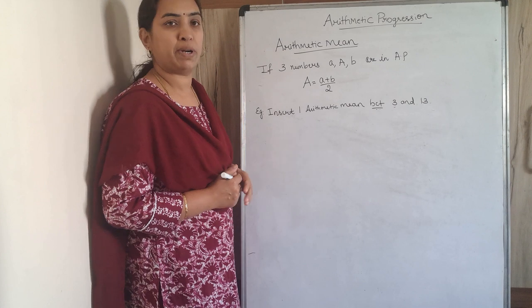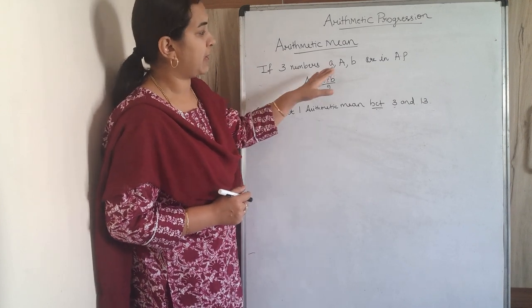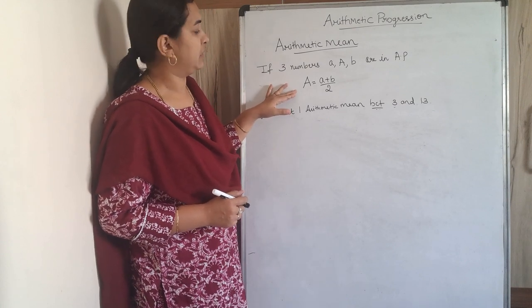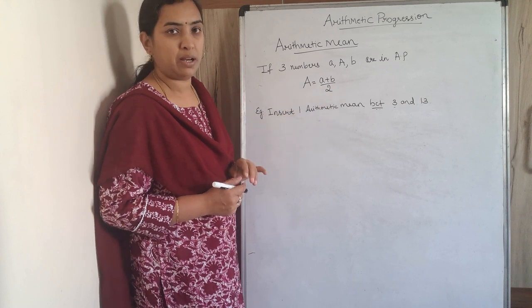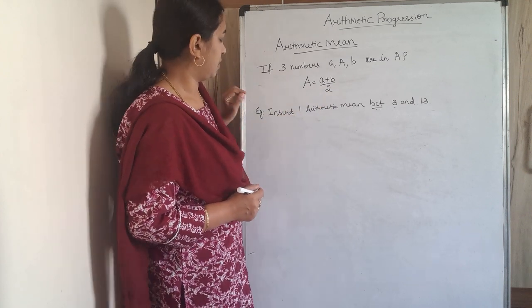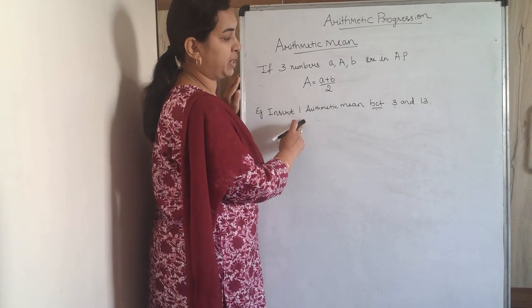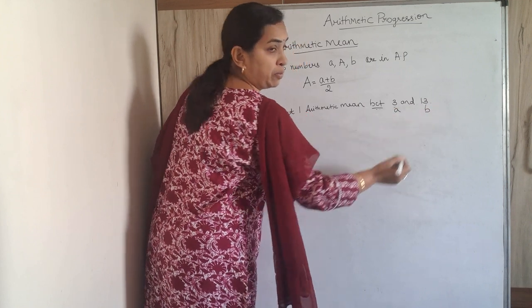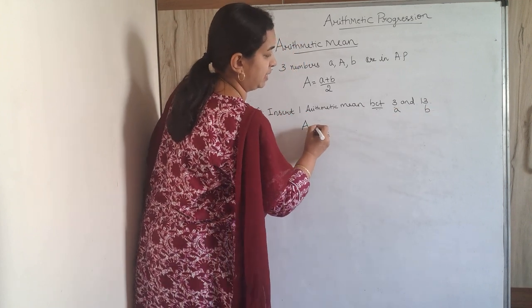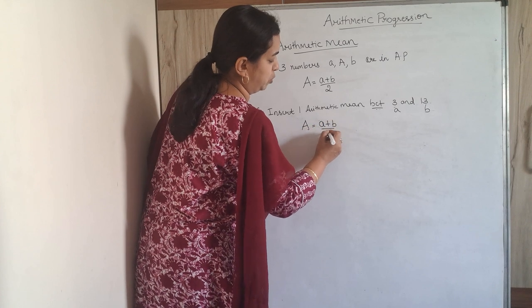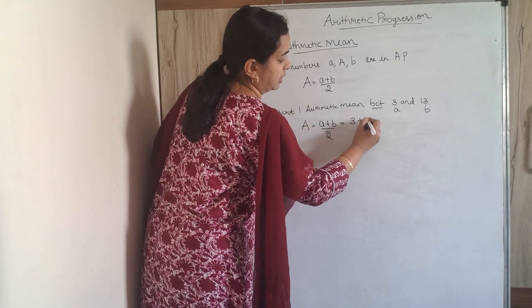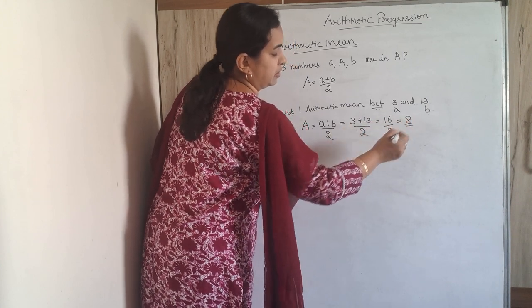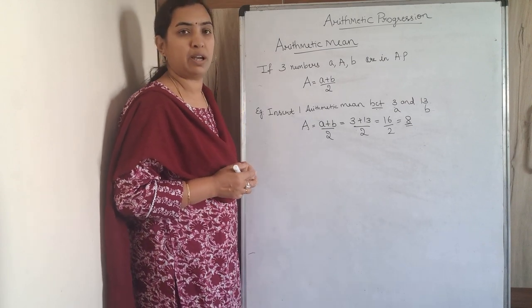Next concept is arithmetic mean. Suppose if three numbers a, A and b are in AP, then the formula to find the arithmetic mean is A = (a + b)/2. I have taken an example: insert one arithmetic mean between 3 and 13. Here this will be your a and this will be your b. So the arithmetic mean A = (a + b)/2 = (3 + 13)/2 = 16/2 = 8. So 8 will be the arithmetic mean between 3 and 13.